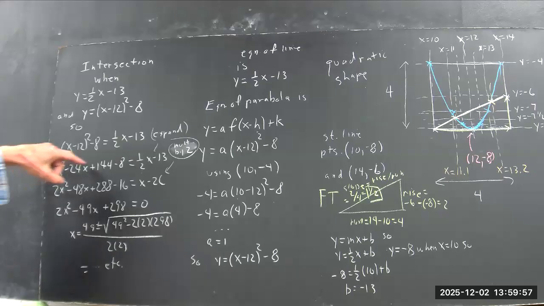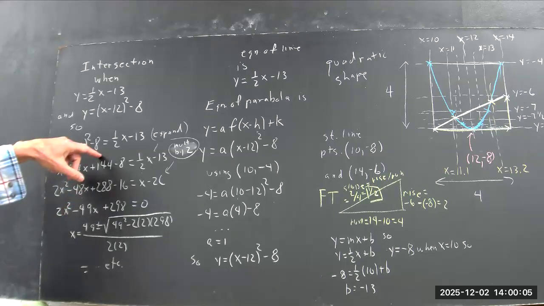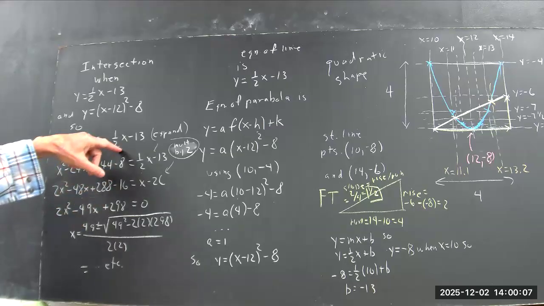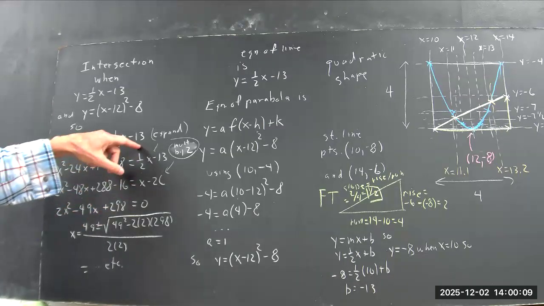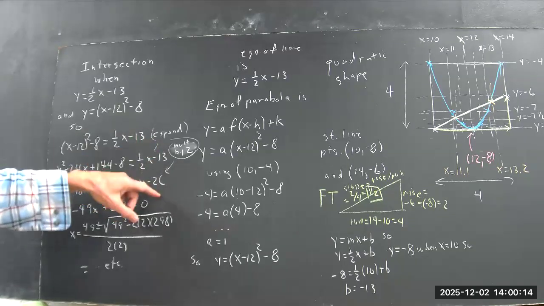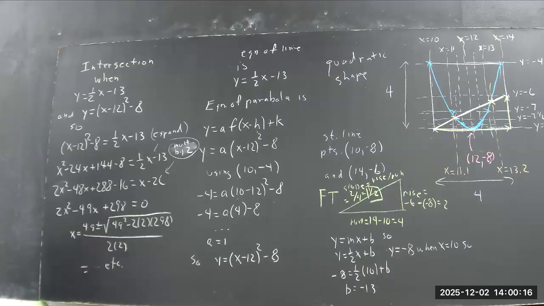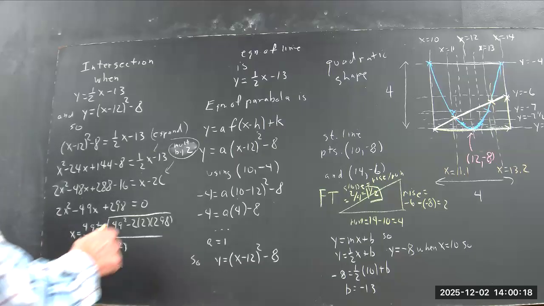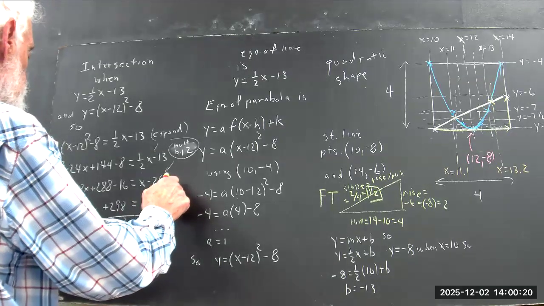And all I've done is I've taken every coefficient here and doubled it. So x squared becomes 2x squared. Negative 24 doubled is negative 48. 144 doubled is 288. 8 doubled is 16. Double 1/2, you get x. Double 1/2 x, you get x. Double negative 13, you get negative 26. Now then we simplify.